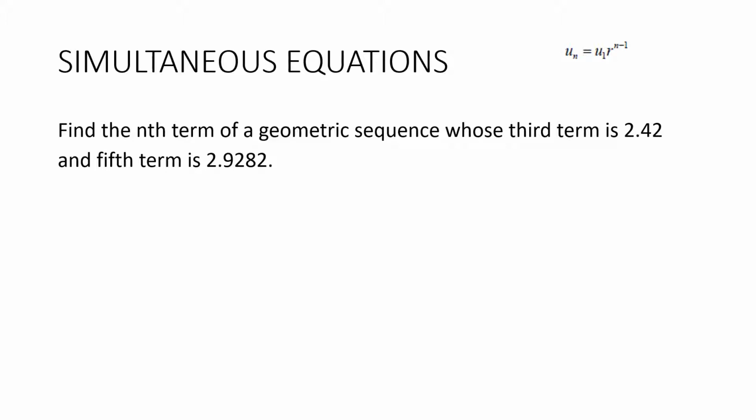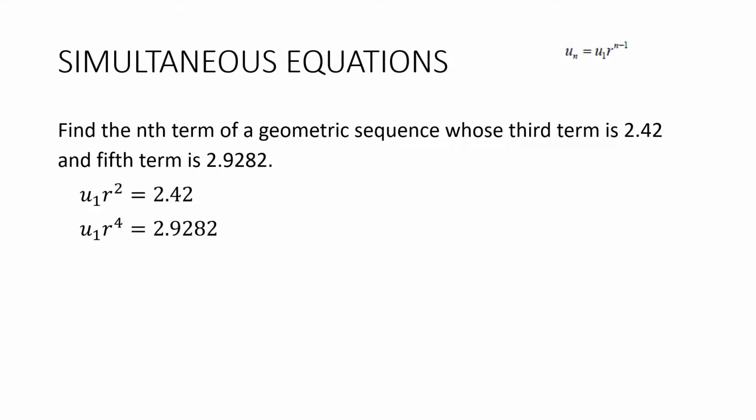Find the nth term of a geometric sequence whose third term is 2.42 and fifth term is 2.9282. So again, we're going to use our general term to set up two equations and then solve them simultaneously. So it's going to look like this. We don't know the first term and we don't know r. But this is the third term, so n is 3. So you can see why I'm getting 2 here. So u1 r squared is 2.42. What about this one? It's going to be u1 r to the fourth equals 2.9282.